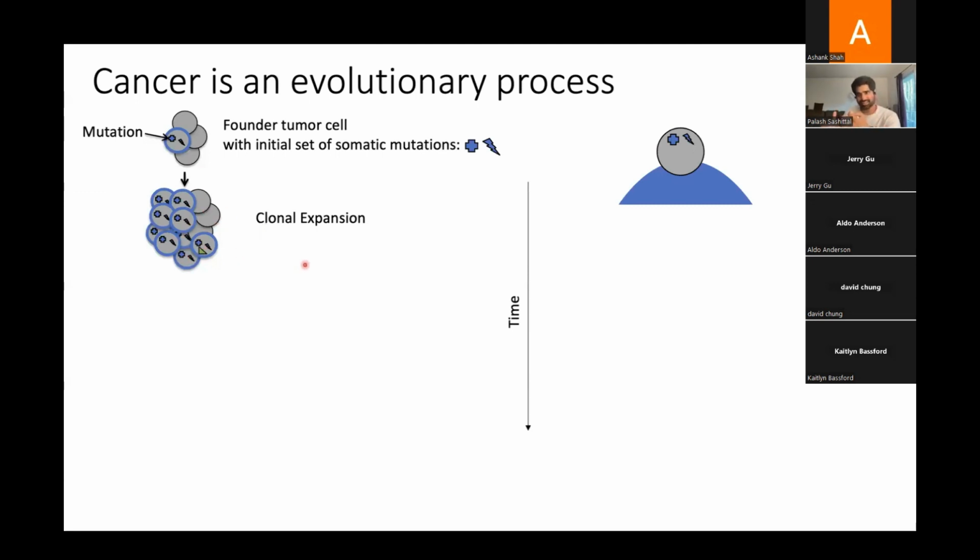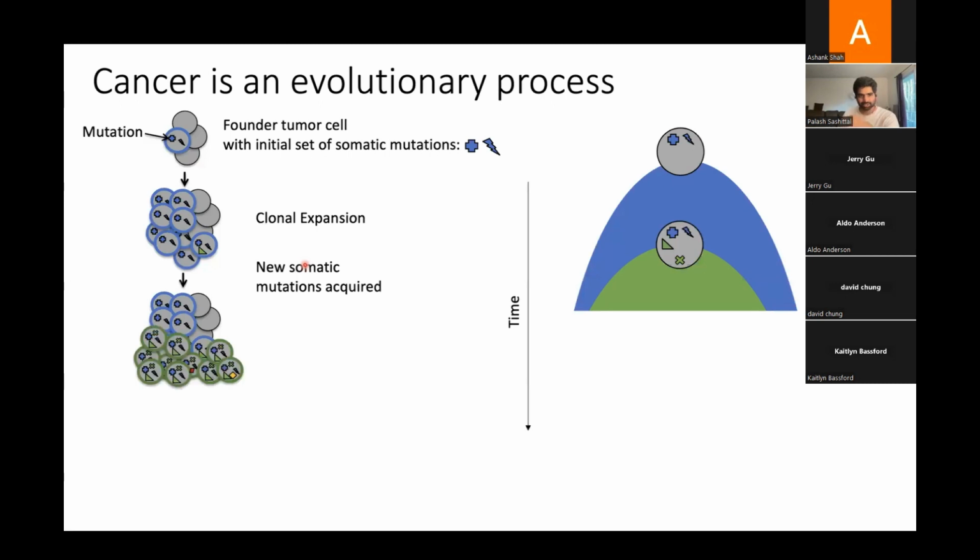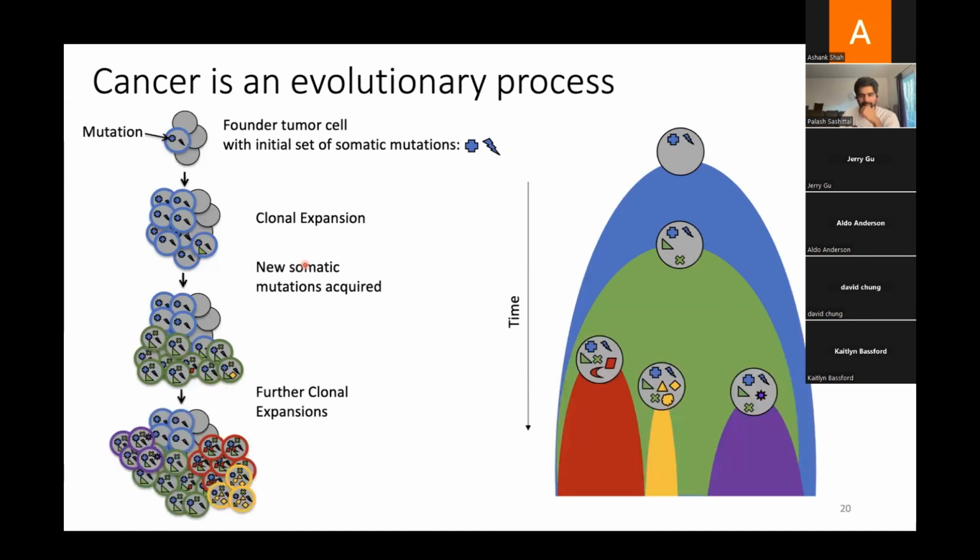And as those cells are dividing, the somatic mutations also keep accumulating. So as that happens, you get new somatic mutations that are acquired. Okay. And as this process occurs, you also get further clonal expansion. Sometimes the cancer cell can become more fit or start proliferating more than its parent. And so you get these clonal expansions.